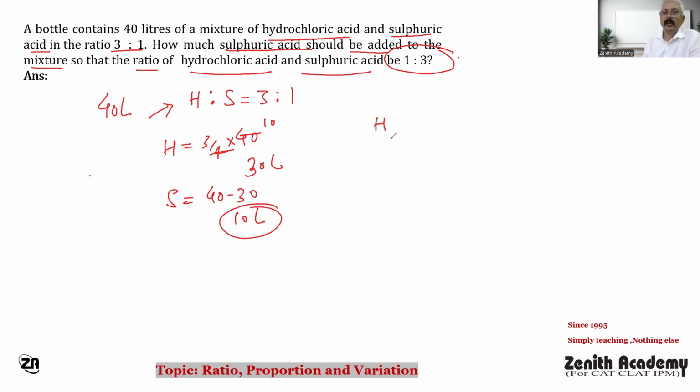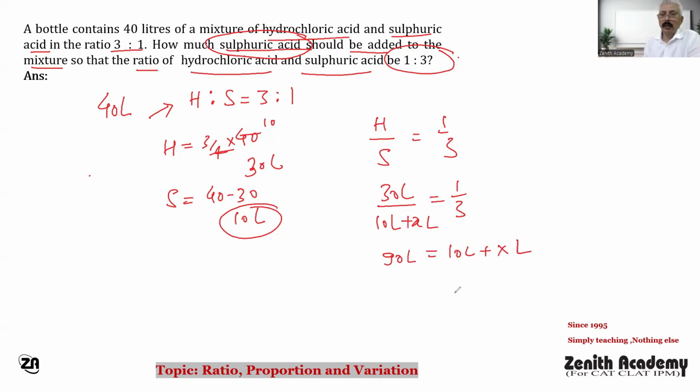In the new scenario, the ratio between hydrochloric acid and sulfuric acid is 1 is to 3. You are adding sulfuric acid, which means the hydrochloric acid in the mixture will remain the same as in the previous case. In the previous case, the hydrochloric acid is 30 liters and the sulfuric acid was 10 liters. Now suppose you added X liters more sulfuric acid, and this way the ratio becomes 1 is to 3. So 3 into 30, 90 liters, and this is 10 liters plus X liters. The answer is X is 80 liters.